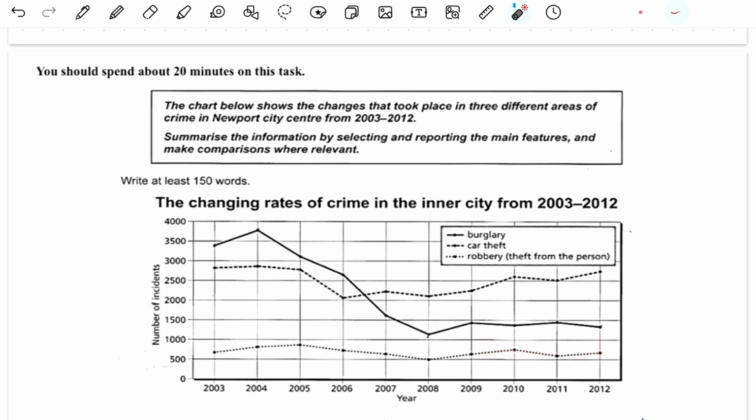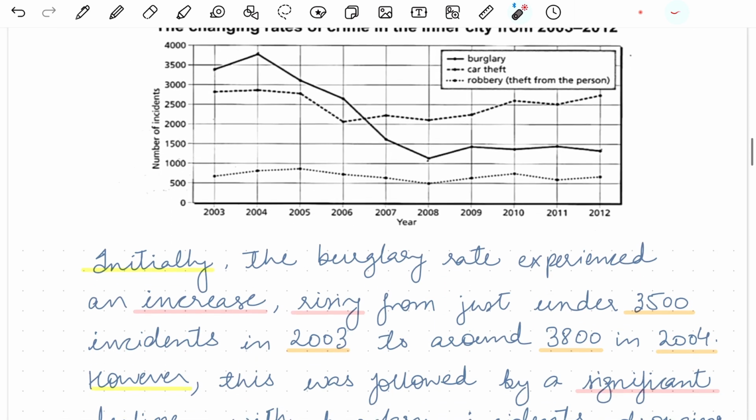So it is very easy to understand and analyze this line chart, but how will you write and present this information in your main body paragraph? Well, let's see.